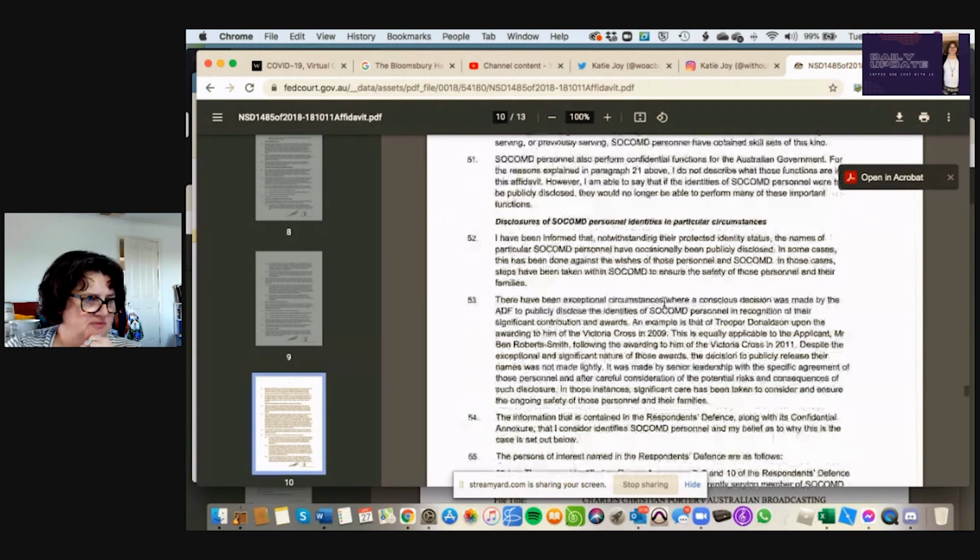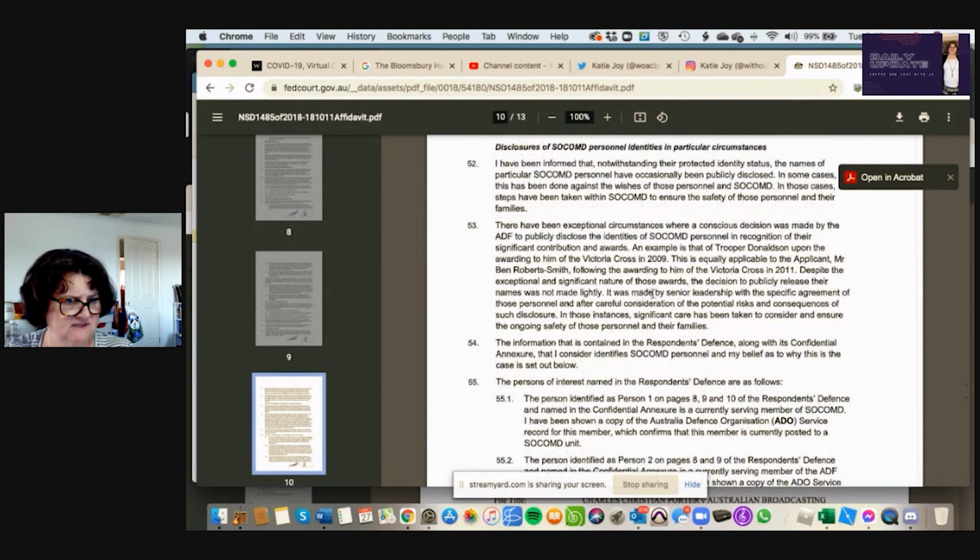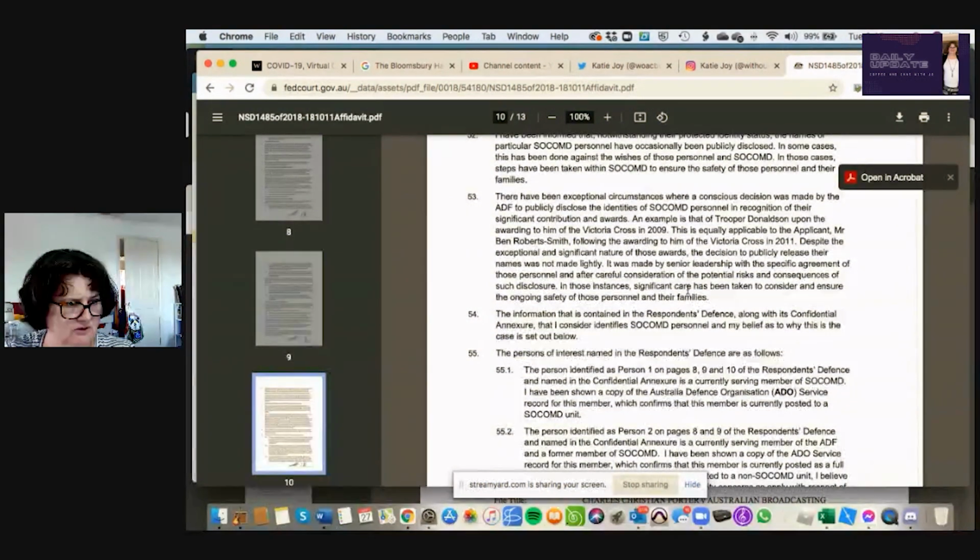I have been informed that notwithstanding the protected identity status, the names of particular SOCOMD personnel have occasionally been publicly disclosed. In some cases, this has been done against the wishes of the personnel and the SOCOMD. In those cases, steps have been taken within the SOCOMD to ensure the safety of these personnel and their families. There have been exceptional circumstances when a conscious decision was made by the ADF to publicly disclose the identities of SOCOMD personnel in recognition of their contribution and awards.